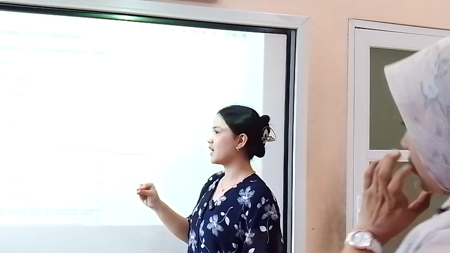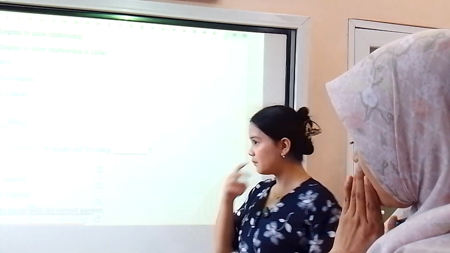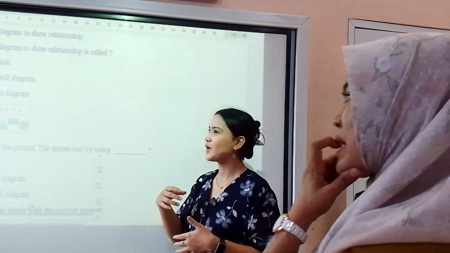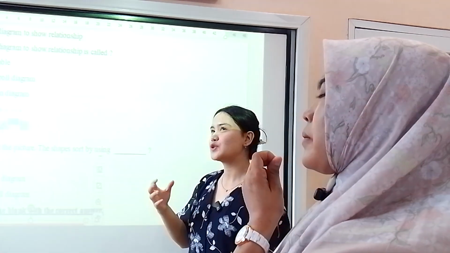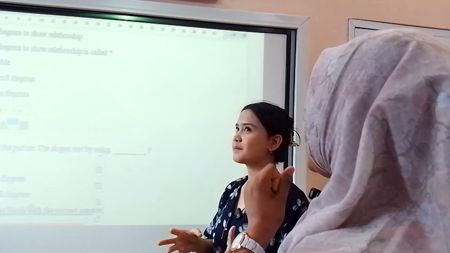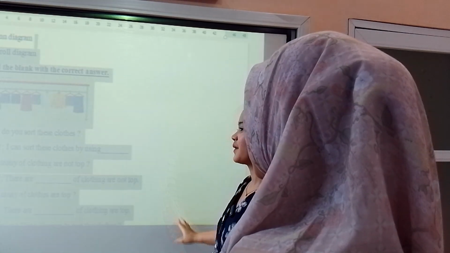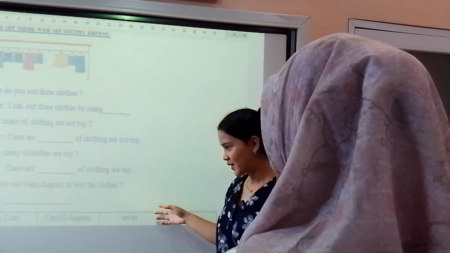Relationship about something different. For example, what is the difference between a cat and a dog? We also make it in a table, but in the Venn diagram we also display the relationship between them.